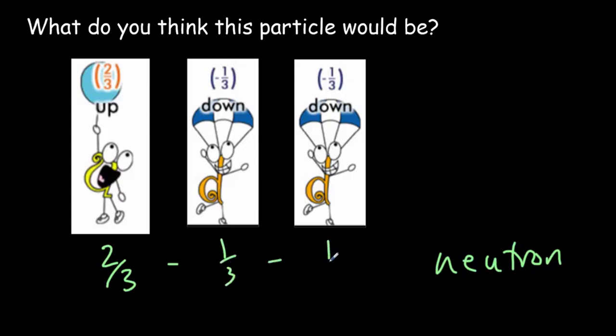What common baryon do you think this combination of 3 quarks would be? Pause the video, answer the question, come back for the answer. So this one's going to have to be a neutron because the charges add up to 0. 2/3 minus 1/3 minus 1/3 equals 0.